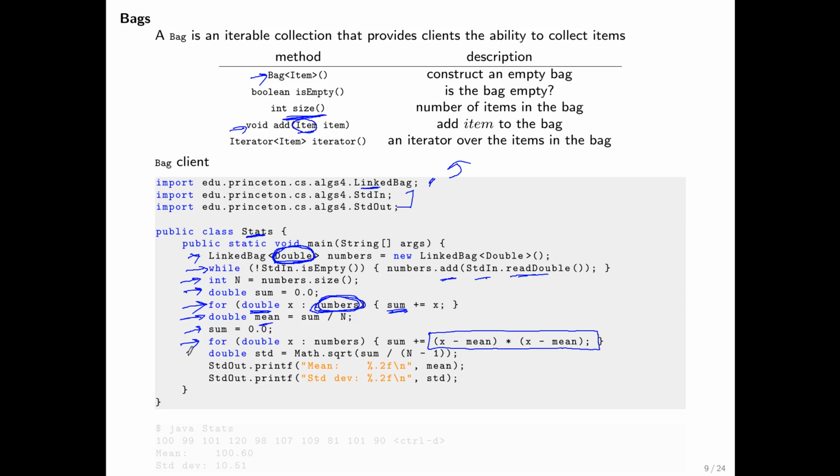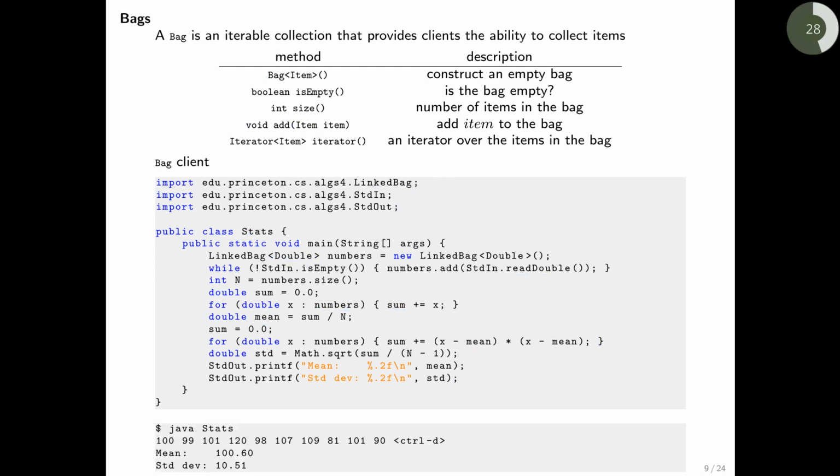Okay, so at the end of this for loop, what sum will store is the variance. And once we have the variance, we calculate the standard deviation as simply the square root of sum divided by n minus 1. And then at the end, we use formatted printing to print the mean and the standard deviation. All right, so that's what the program does. It reads a bunch of doubles from standard in, stores them in a bag data structure, and simply computes and prints basic statistics, such as the mean of all the numbers and the standard deviation.